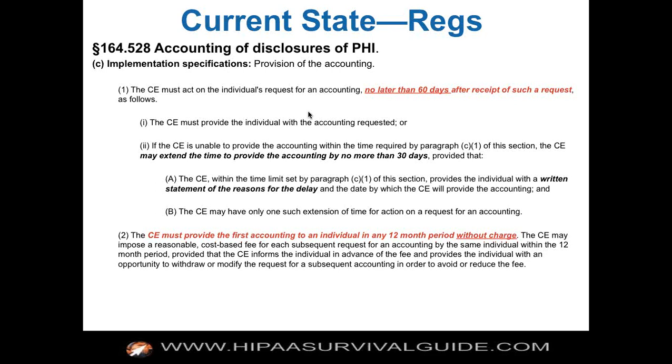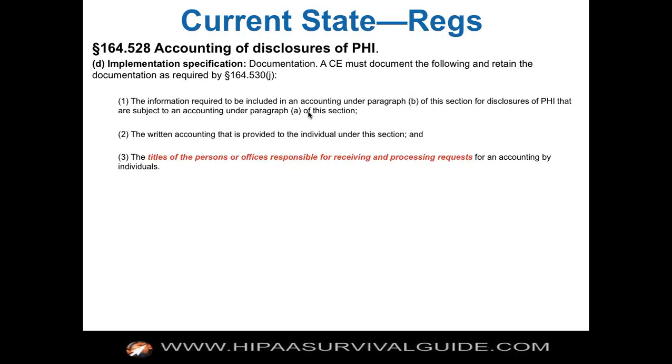in that you have to provide the disclosure no later than 60 days after the receipt of the request from the patient. You can get a one-time extension of 30 days if you ask for it in writing. You have to ask for the extension and provide reasons why there's a delay. And the first accounting in any 12-month period is free. Okay, so some of the basic due process requirements are built into 164.528. You have to have the titles of persons or offices responsible for receiving and processing requests.